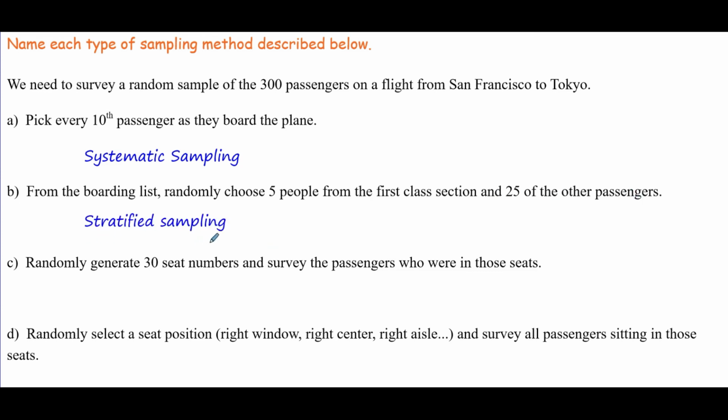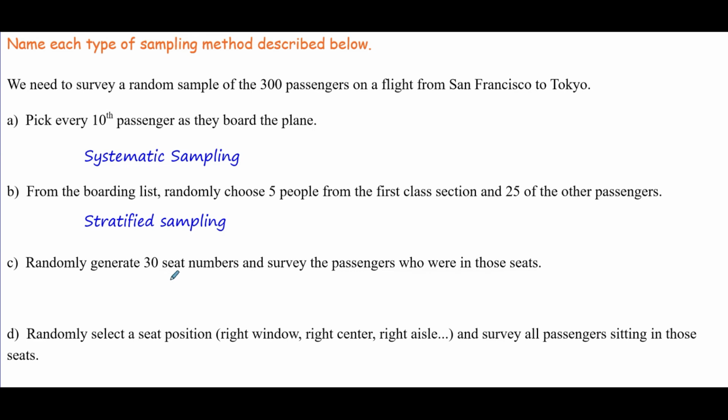This would be stratified sampling because we have people who are in the first class section and then people who are in the coach or business class section. And then we're choosing randomly from those people. So we're choosing 5 from the first class and 25 from the other passengers. So notice that the number of people does not need to be the same from each group because there are fewer first class passengers than other passengers. It's okay to have a different number there.